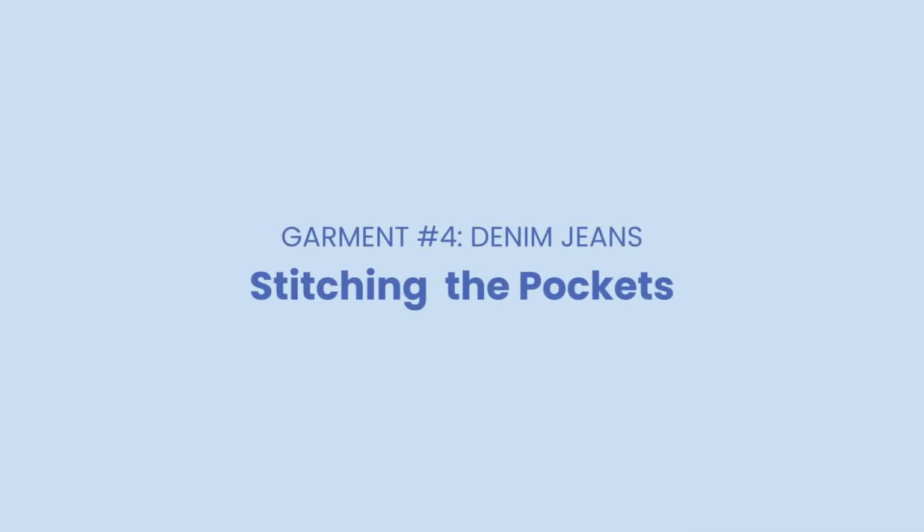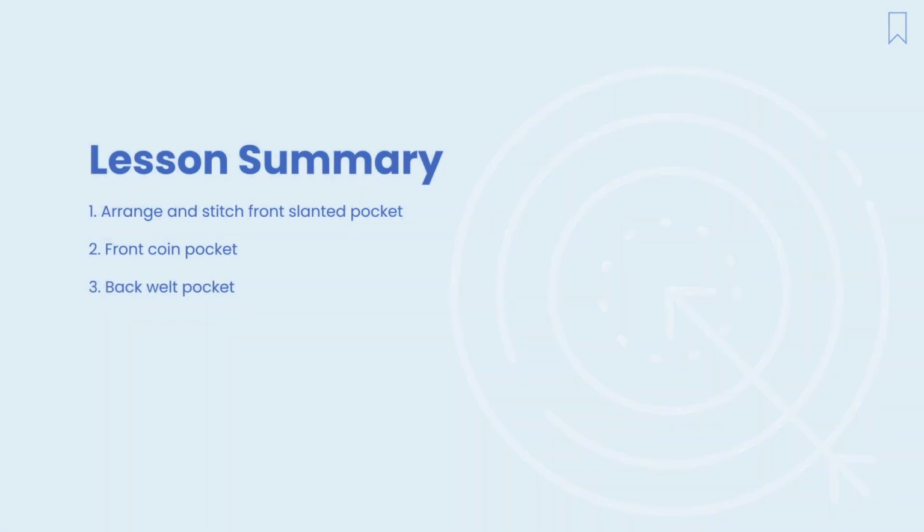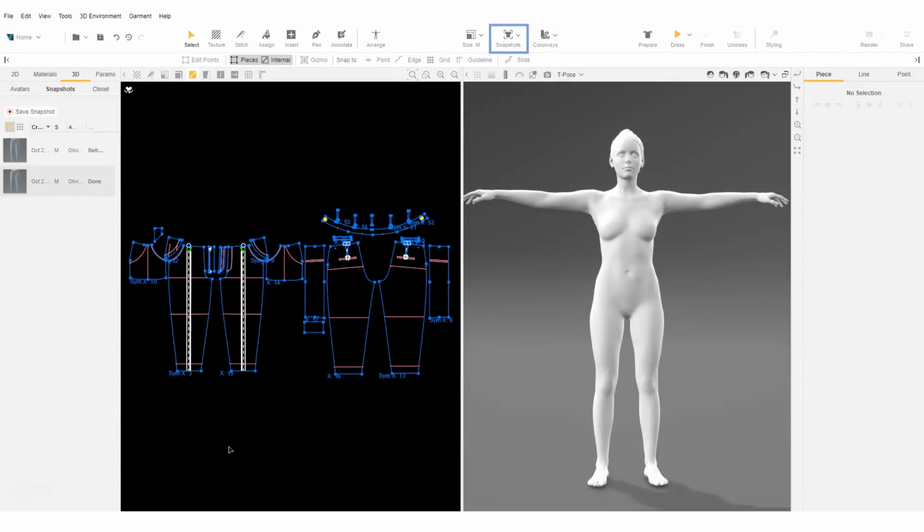Let's complete the last construction details. In this lesson, we cover the following. We arrange and stitch the front slanted pocket, front coin pocket, and back welt pocket. Load the most recent snapshot from the previous lesson.